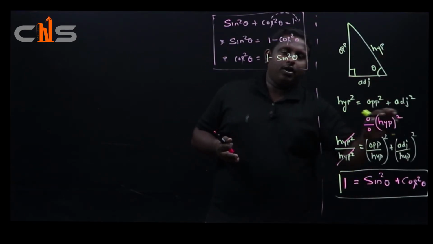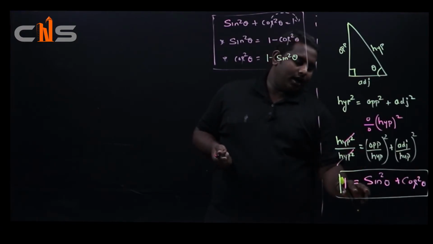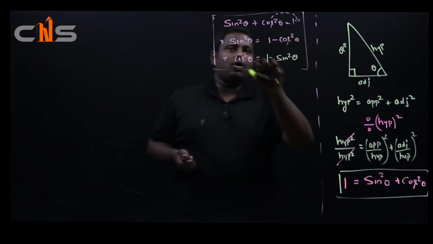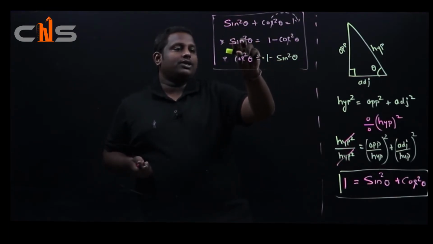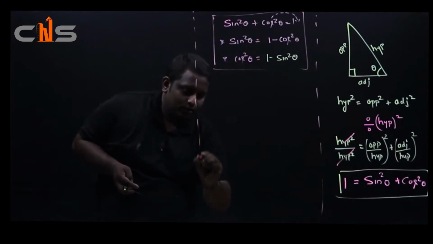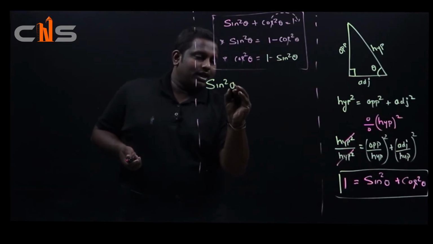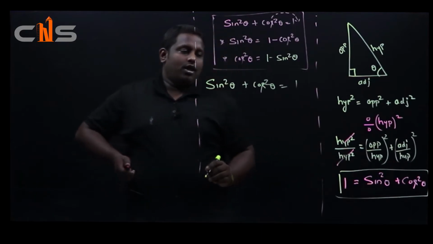So first, we need to remember Pythagoras theorem. Then to derive this first identity, we divide the whole thing by hypotenuse square. Then opposite by hypotenuse is sine, adjacent by hypotenuse is cos. So sine square plus cos square equals 1. From this we took sine square separately and cos square separately. So let us once again write sine square theta plus cos square theta equals 1.